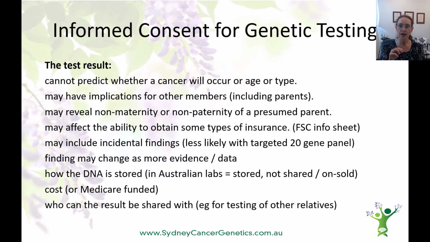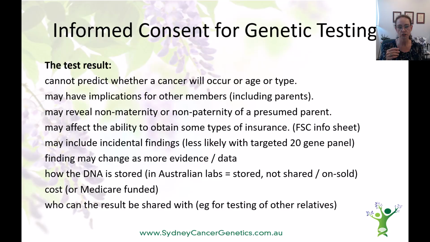As we've mentioned, because of how these are passed on, your result can have implications for other family members, and in some small situations, it may even reveal non-maternity or non-paternity. We just mentioned the insurance, but I think it's also important to point out if you're having testing via a large panel, then the chance of finding a change that we don't yet understand will be increased. We call these variants of uncertain clinical significance. We just put them to one side, and over time we'll get more evidence.